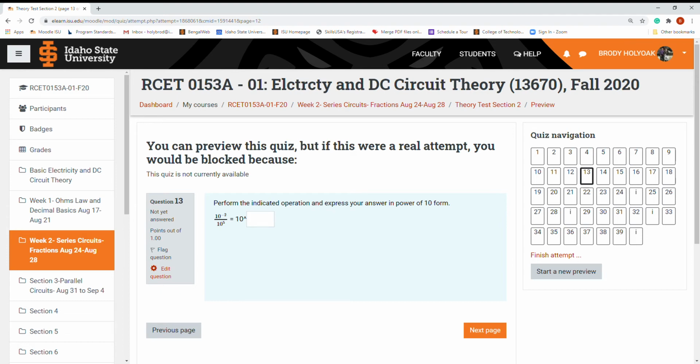So this one we've got 10 to the negative second divided by 10 to the fifth. Again, we follow the same rules. 10 to the negative second minus 5 gives us 10 to the negative seventh. When you subtract negative numbers, you're going to go farther into the negative. Questions?